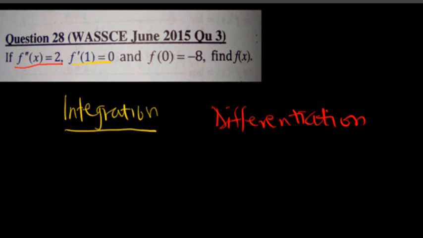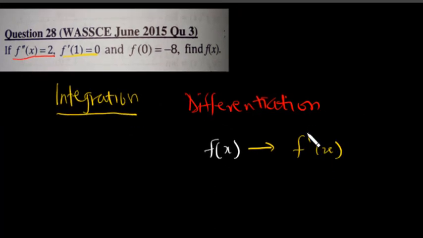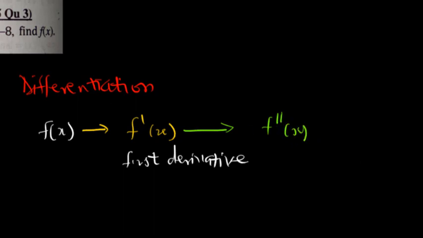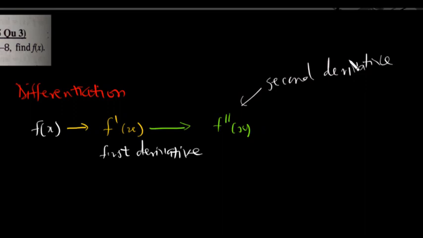If you have a function f of x and you differentiate this function, you have f prime of x. The f prime means first derivative, so what we see here is called the first derivative. When I differentiate f prime of x, I get the second derivative, f prime prime of x. If I differentiate this again, I get the third derivative, f prime prime prime of x.